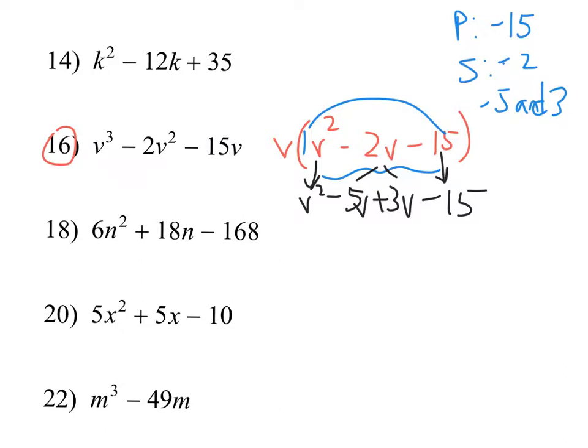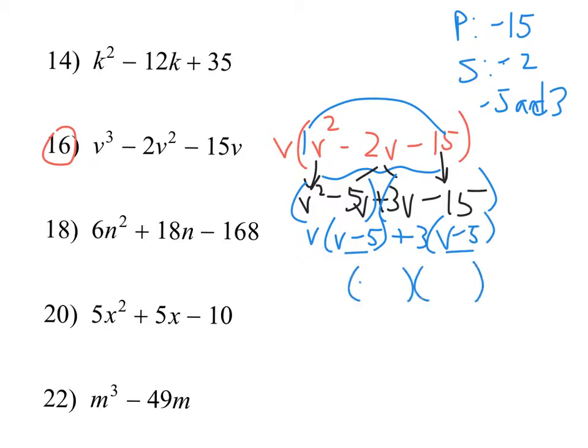Okay, now you factor by grouping, like what we did in part A of this section. I'm going to group these 2 together. I'm going to take a v out, and I'm left with v minus 5. I'm going to group these together. Now my third term is positive there, so I'm going to take out a positive 3, and I'm left with v minus 5. Those 2 match now, so my 2 binomials are v minus 5 and v plus 3.